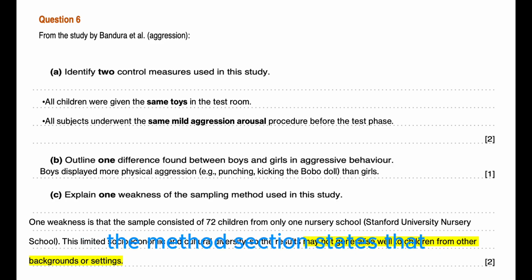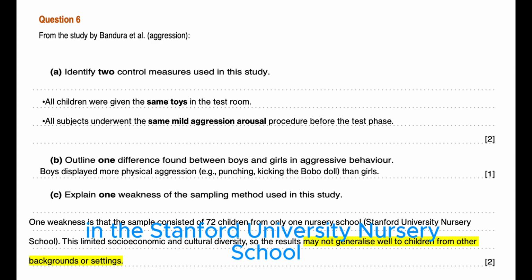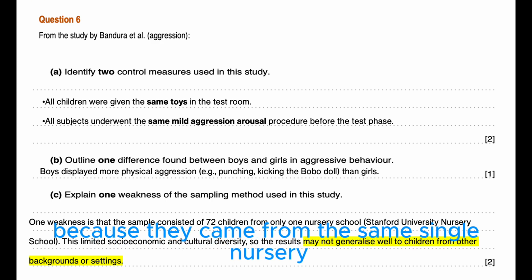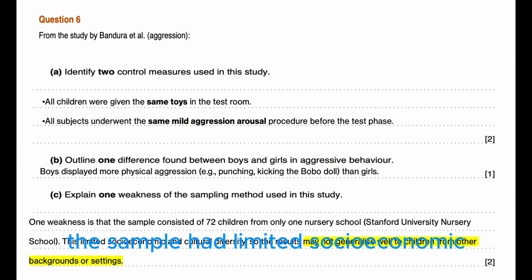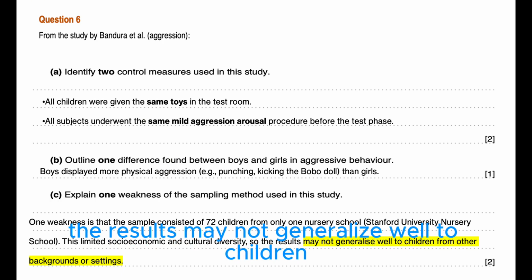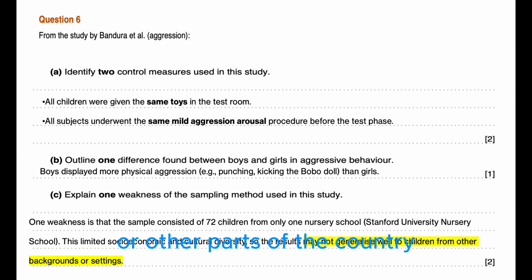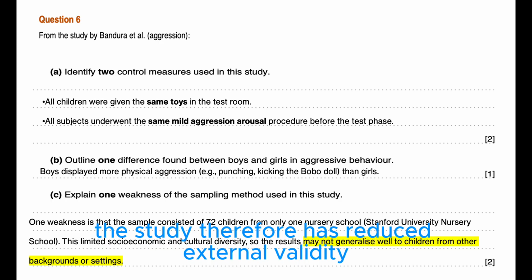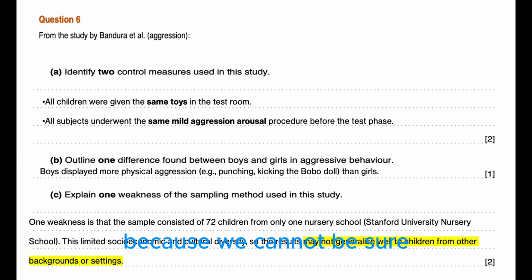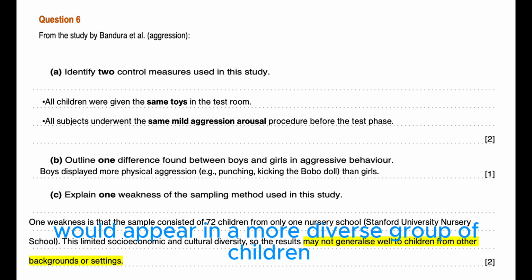The method section states that all the boys and girls were enrolled in the Stanford University Nursery School. Because they came from the same single nursery, the sample had limited socioeconomic and cultural diversity. This means the results may not generalize well to children from other backgrounds, different social classes, or other parts of the country. The study therefore has reduced external validity because we cannot be sure the same patterns of imitation would appear in a more diverse group of children.